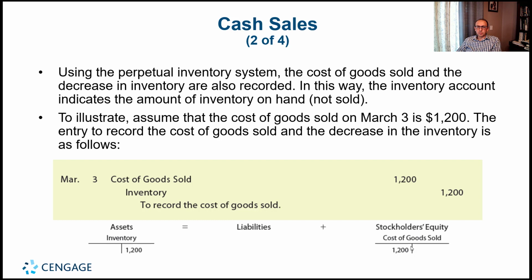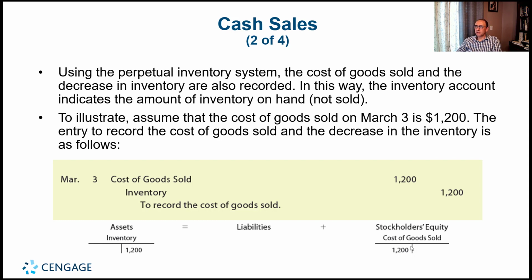So using the perpetual system, the cost of goods sold and the decrease in inventory are also recorded. So that's one of those things that are different between the periodic system and perpetual system. And by the way, for the sake of this class, we only focus on the perpetual system. The periodic system is available in the appendix of this textbook or this chapter, but again, it's optional for you. I'm not going to test you on this.